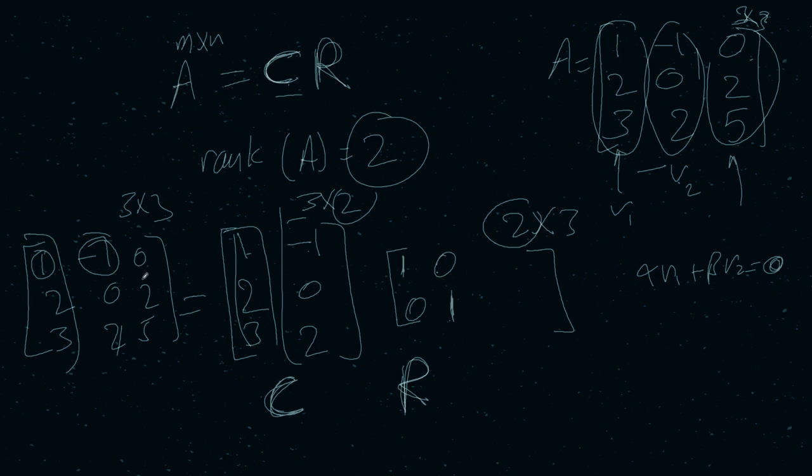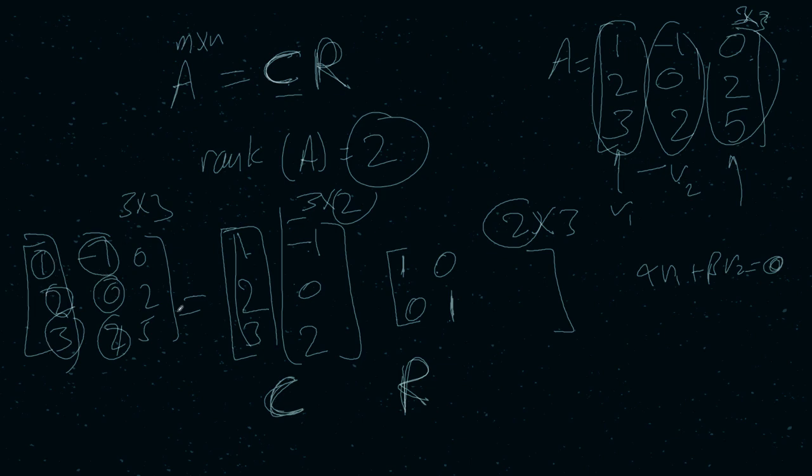Now let me leave this one away. For the second element, 2 times 1 is 2, plus 0 times 0 is 2. 2 times 0 is 0, 0 times 1 is 0. Then this element: 3 times 1 is 3, plus 2 times 0 is 3. The last one is 3 times 0 is 0, plus 2 times 1 is 2. So this is the second. So now we have achieved the first two columns.